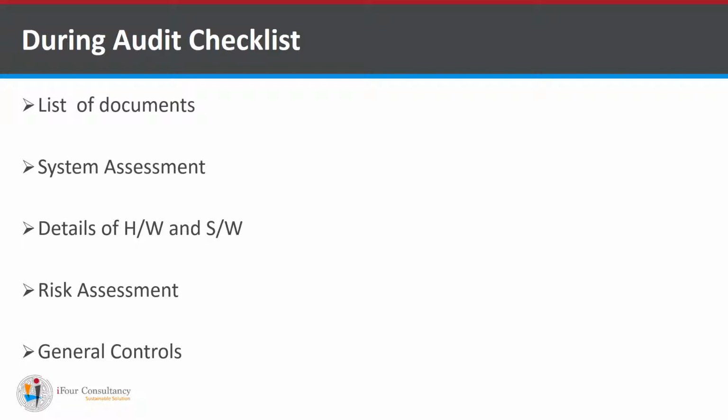The next one is system assessment. It should include details such as what are the business processes, is the system working properly, how many PCs and desktops are used as a part of the system? Is the system connected to a network? If the system is on a network, is it connected to LAN, WAN or MAN, and is it protected?